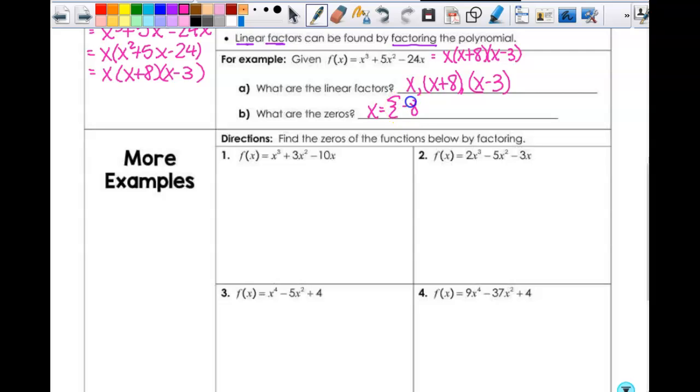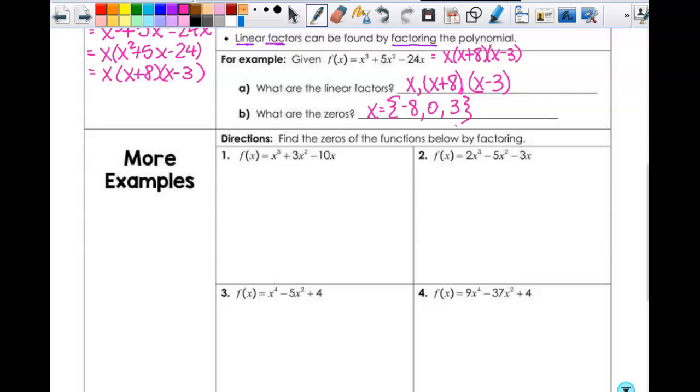Negative 8, and then 0, and then 3. Okay, so those are the zeros, those are the linear factors. Make sense? Vocabulary here is important. Like the skills, I know that you have, but you got to make sure you know how to say it, what it's asking you for, so you're looking at the right thing and giving the right kind of answer.